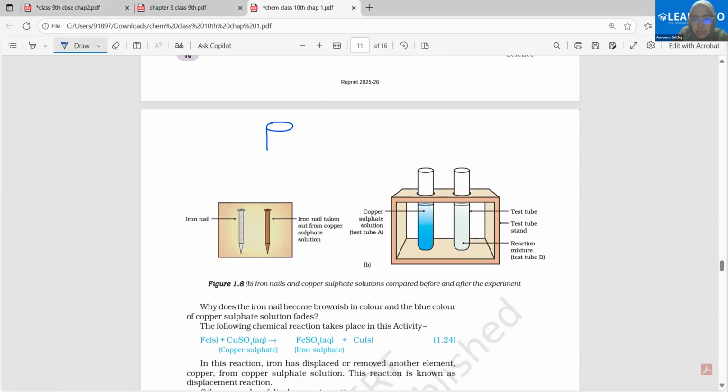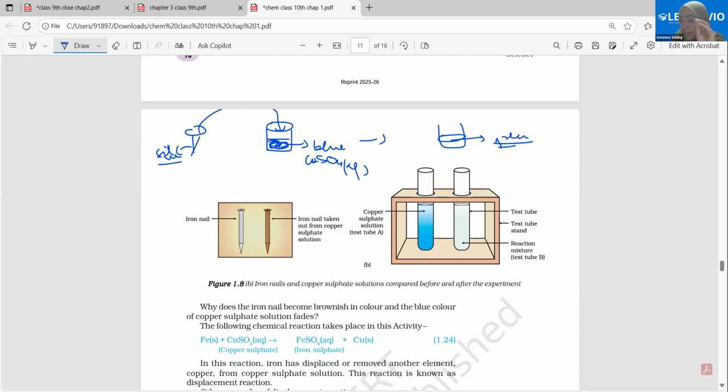Let's see this situation. Let's say we have a beaker that was blue in color. Why was it blue? Because it had copper sulfate solution. We had a nail which was silver in color, basically a proper new nail. Now, as soon as we dip this nail in this beaker, what do we observe? We observe two things. The color of the solution in the beaker changes to green, a very light green, not a very prominent green color. And then the nail changes to some brownish color.